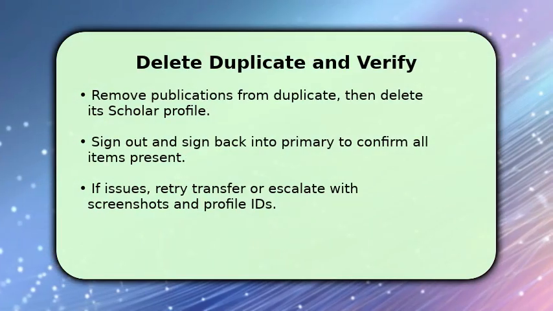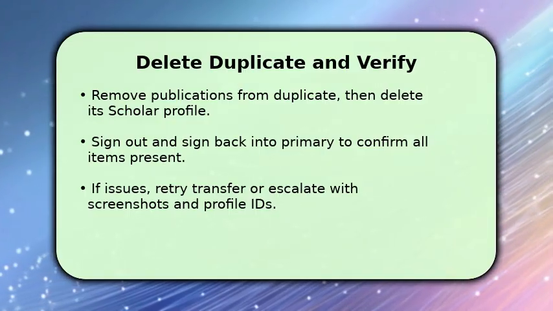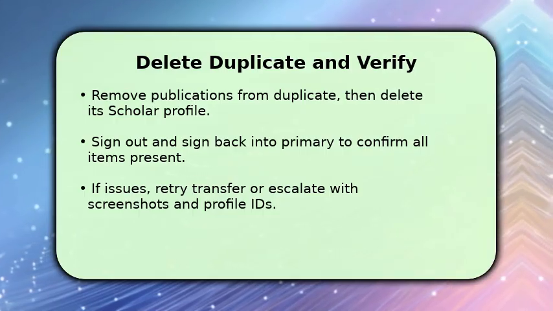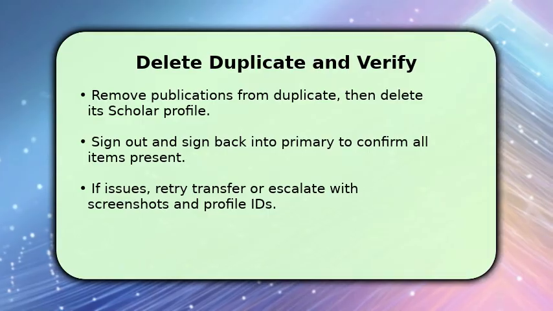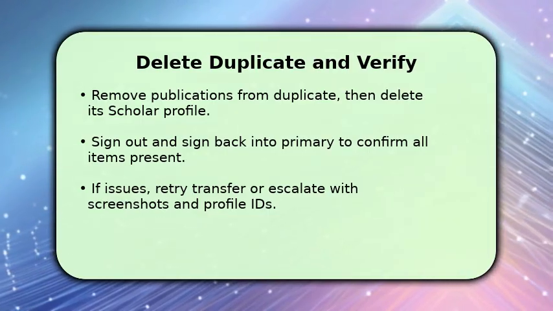You finish by removing all publications from the duplicate profile so it can be deleted. Use the profile settings to delete the profile entirely. Once deleted, sign out and then sign into your primary account to verify every publication, citation, and co-author appears correctly.